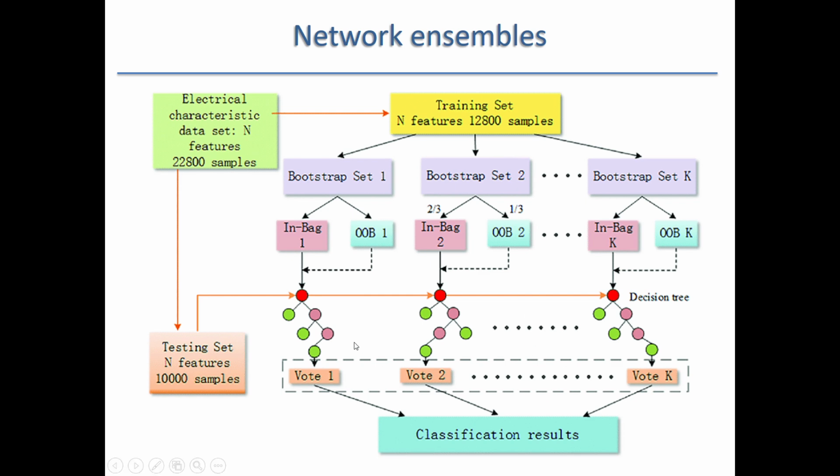I didn't find a beautiful picture with networks. Here there are decision trees, but the idea is the same. Let's say that you have some input data and you have 20,000 samples. Then you separate into training and test, and from the training set you construct multiple versions by bootstrapping. All these subsets will have 12,800 samples, but some of them will be repeated. That is the definition of bootstrap.